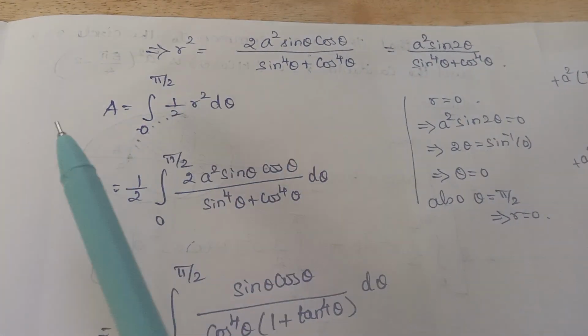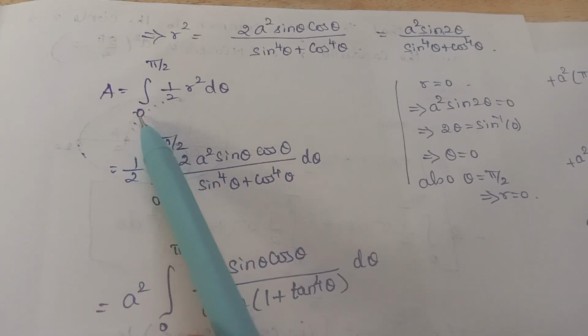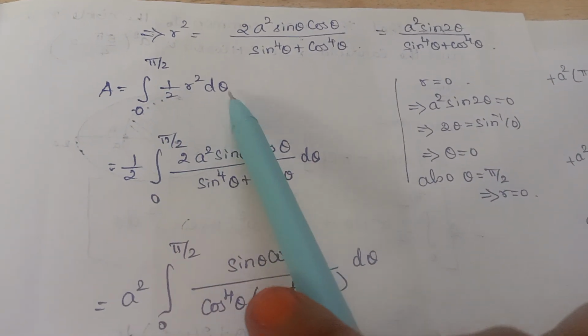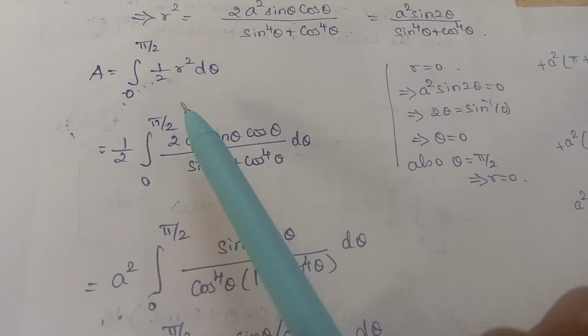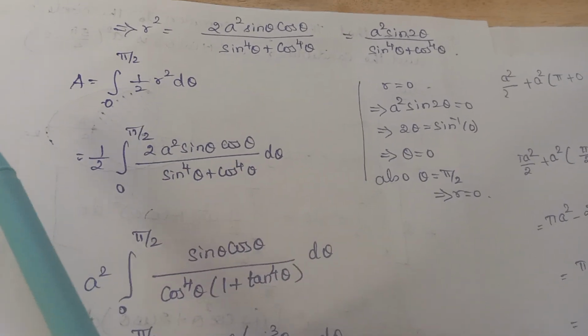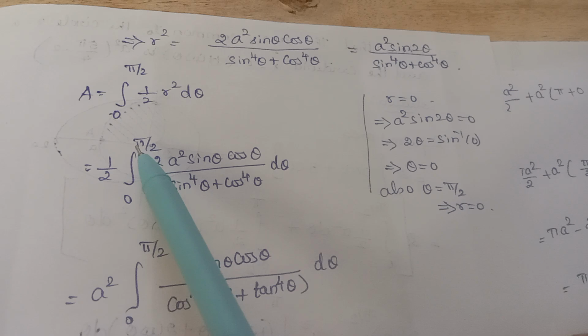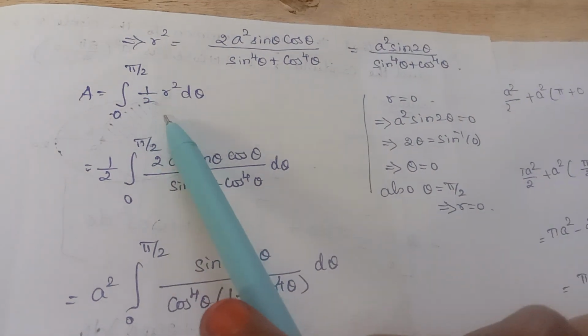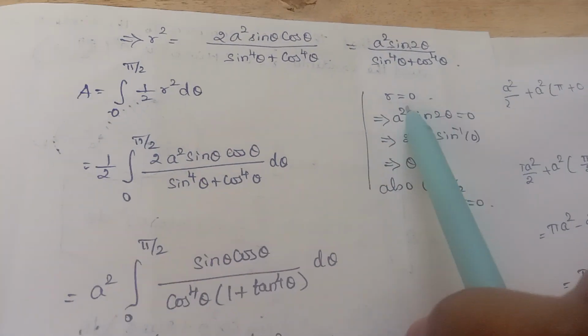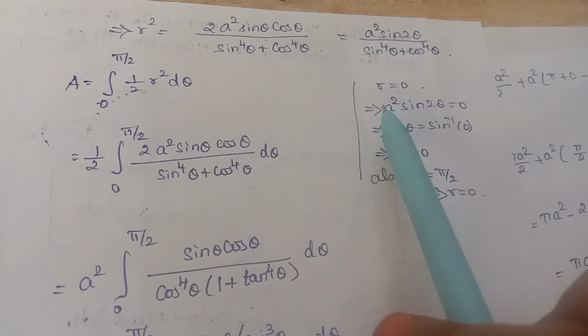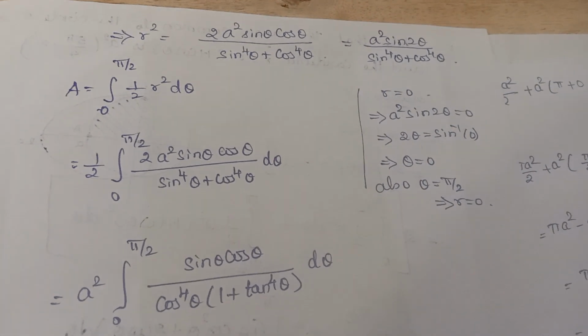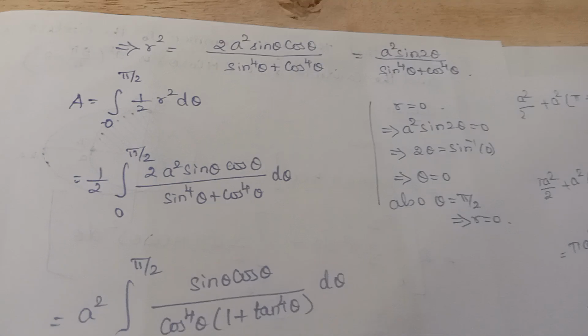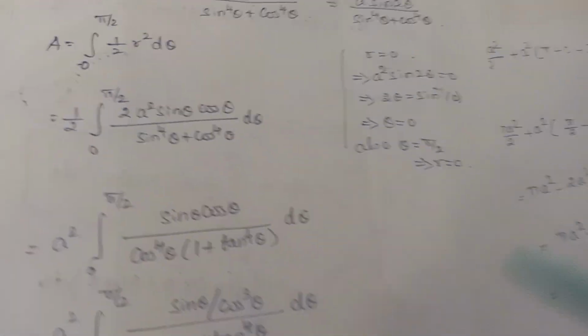So r square we found out. So the formula is integral 0 to pi by 2 half r square into d theta. Only one loop area they are asking you, no? So 0 to pi by 2. Now suppose if you are not sure about the limits, you put r equal to 0. Okay, right, that is at the starting point and the ending point r will be 0, no, for any loop, because loop means what?